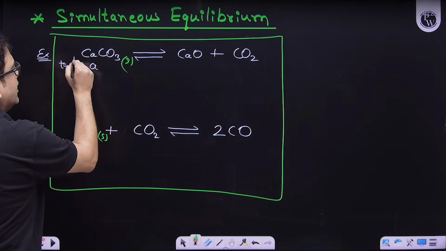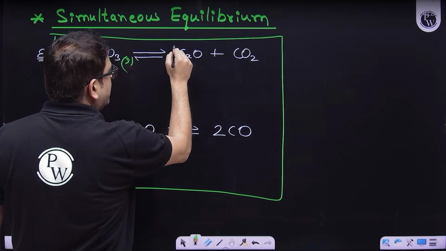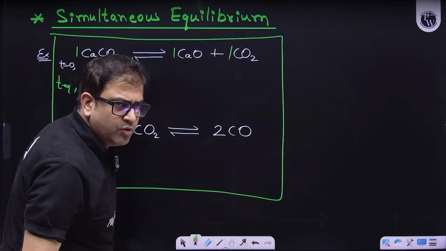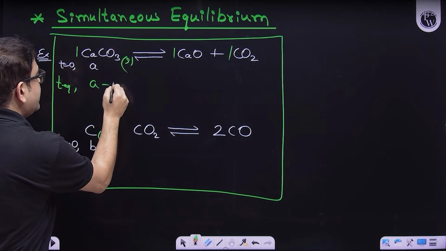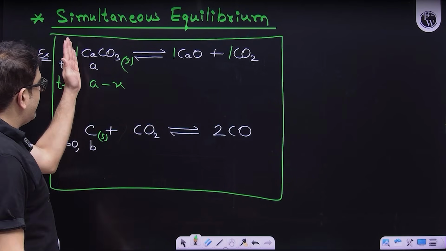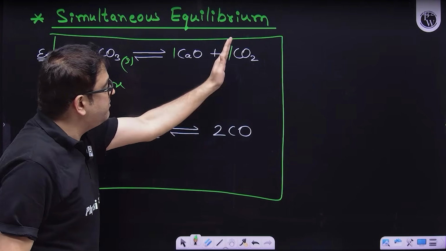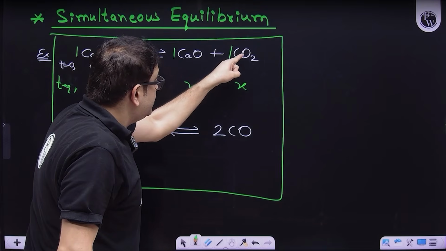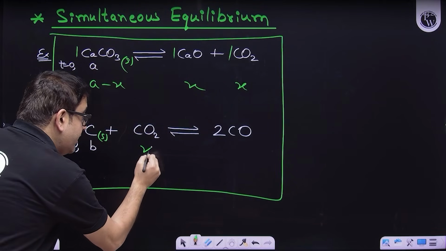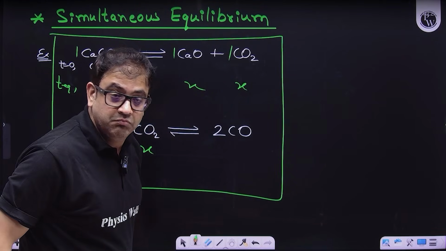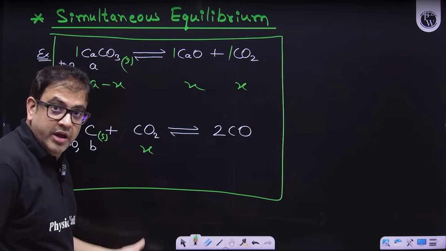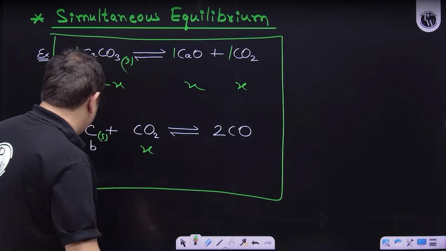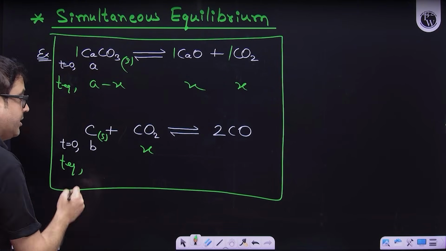We very well know that if 1 is decomposed, 1 and 1 will be produced. So at equilibrium, let's say X is decomposed. What will be remaining? A minus X. 1 reacted, 1 and 1 produced. So X reacted, X and X are produced. This CO2 produced over here will be T equal to 0 for this reaction, because this will start when the reactant is there. So this is T equal to 0 for this reaction. CO2 is present now. Now this reaction will reach equilibrium.